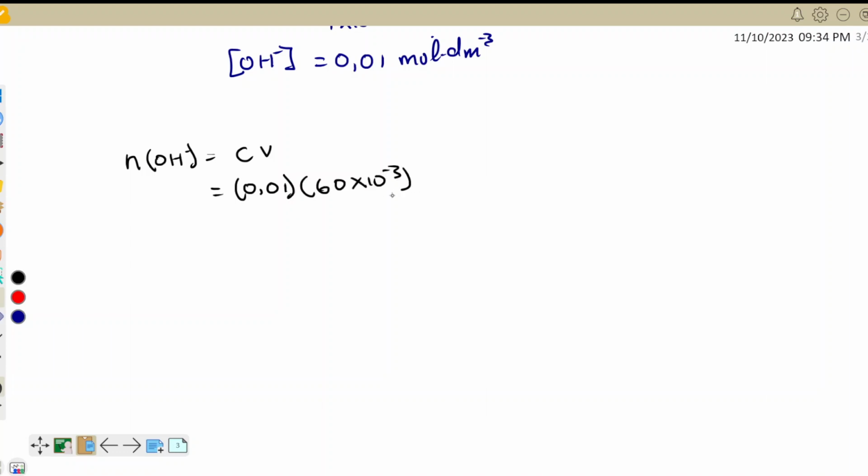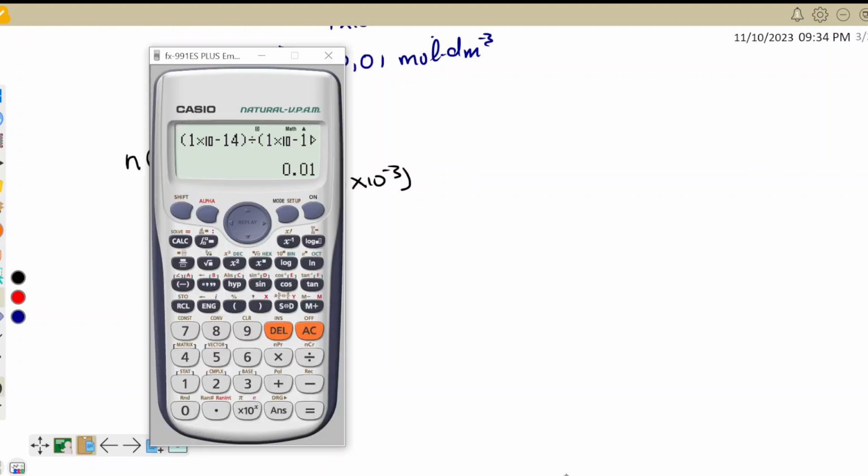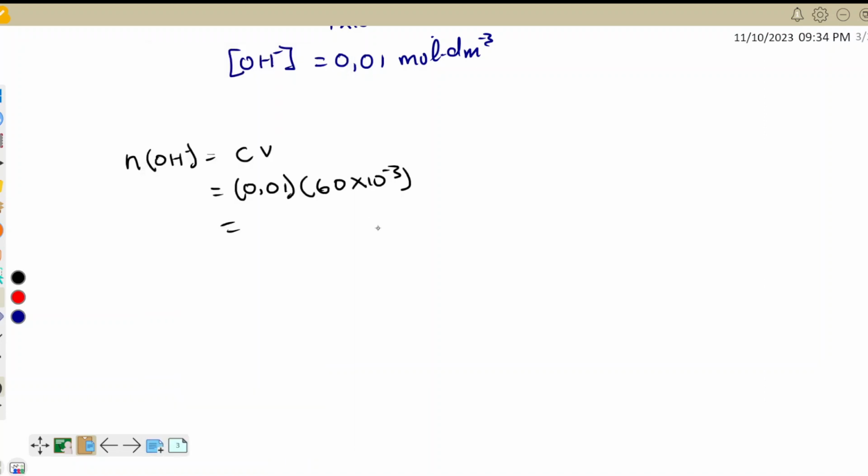cm cubed, or you can also divide this by 1000, doesn't matter. So the number of moles in the final solution is this 0.01 multiplied by this 60 times 10 to the power negative 3. So the number of moles in the final solution is 6 times 10 to the power negative 4 moles. Okay, so this is the number of moles in the final solution.